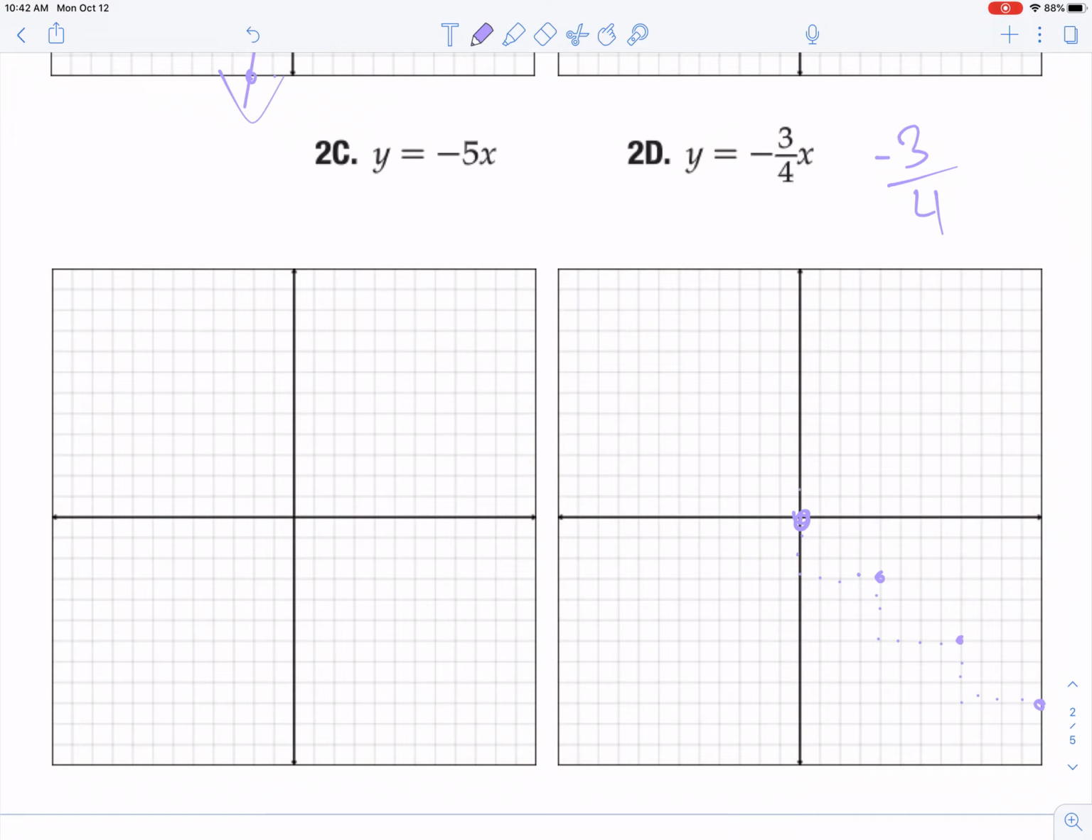So if I want to go the opposite direction, I go up 3, 1, 2, 3, and now you get to go left 4. 1, 2, 3, 4. And draw yourself a nice... That one wasn't very straight, but there it is.